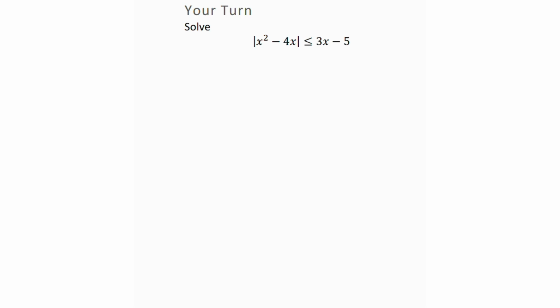The best approach to this one is actually to think about graphically what's going on. So let's think about graphically what's going on here. First of all, this function here, I'm going to factorize it to x times x minus 4, which means it's a quadratic that goes through the origin and through 4. But because it's the absolute value, it's going to come down to the origin, and then it's going to bounce up to 4, and then bounce back up again.